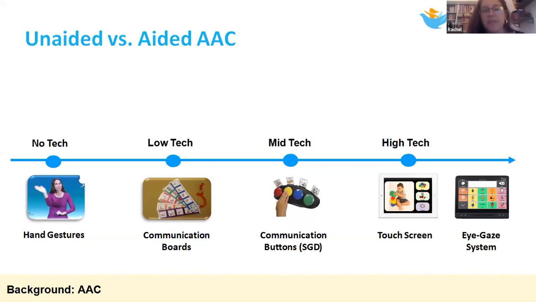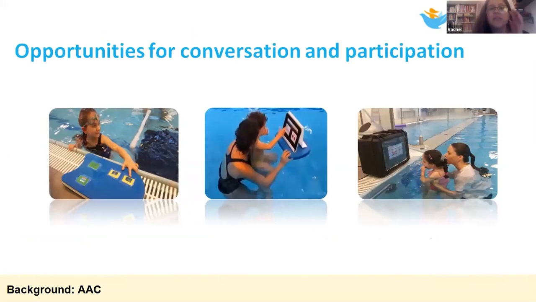And you can see on the slide various AAC solutions like printed communication boards, communication buttons with voice, touch screen, and eye gaze systems. And we will speak about them shortly. And it's important for us to emphasize that high-tech solutions are not necessarily always better solutions. The important thing is to find the best solution for each individual in every situation, so that wherever an individual is, he or she will have opportunities for communication and participation.